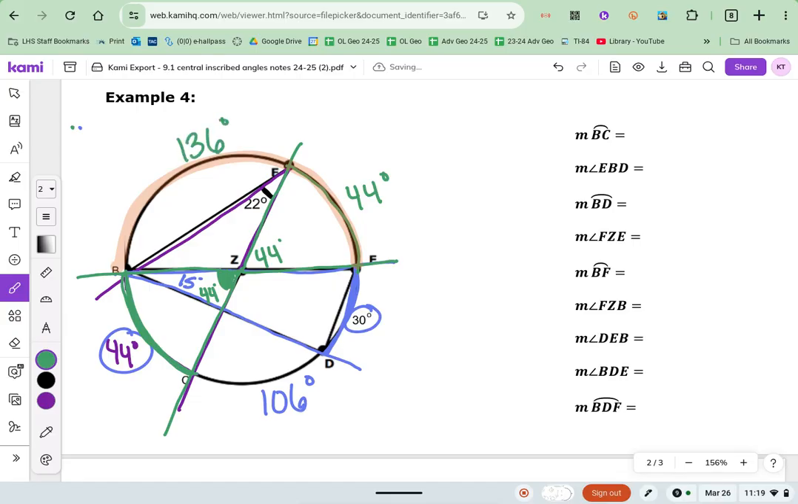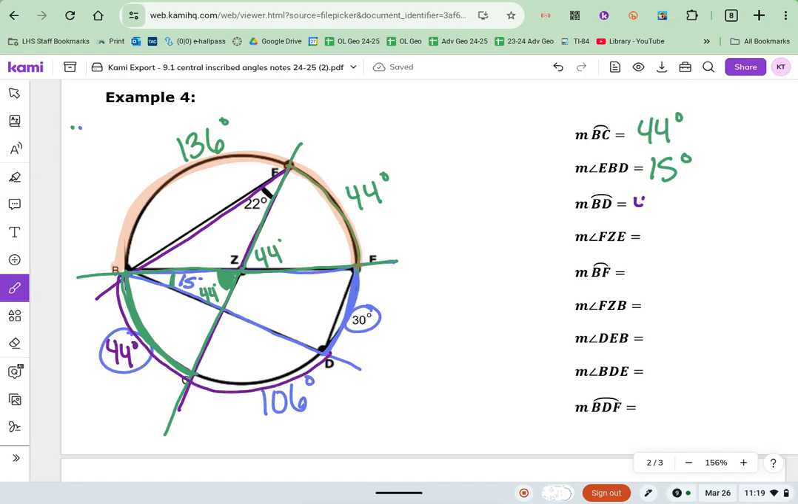So BC was 44 degrees. EBD, that's this angle right here that we found was 15 degrees. Arc BD, so B to D, that's 44 plus 106, so that's 150 degrees. Let's see, angle FZE, so F to Z to E, what's in between is that angle, so that's 44 degrees. Arc BF, that's 136 degrees.